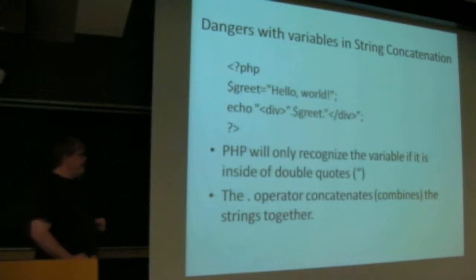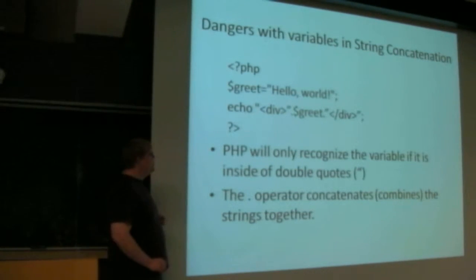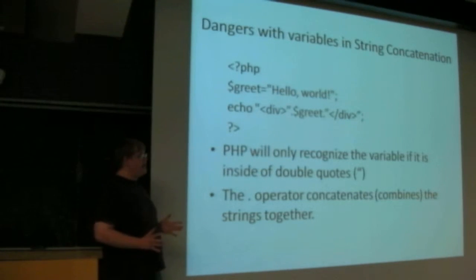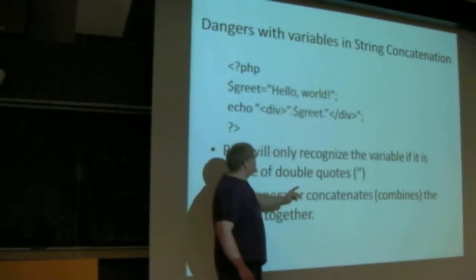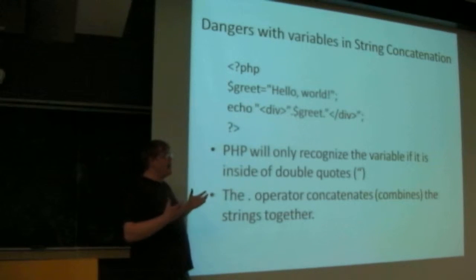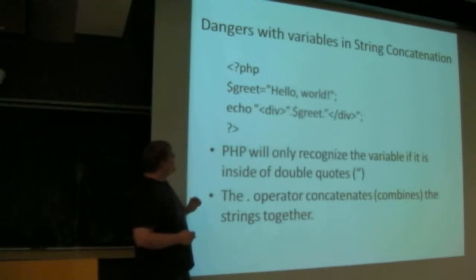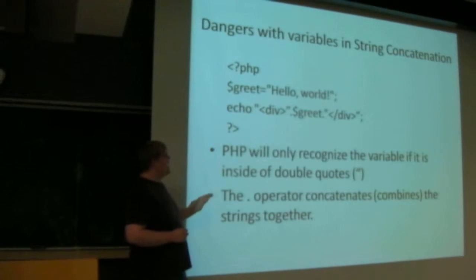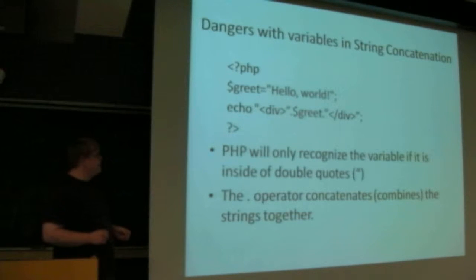PHP only recognizes variables inside of strings if you have the double quotes around it. Another way is to escape outside of the string and concatenate. So the quote dot quote is the concatenation, so the dot is a concatenation, or it combines two things together, or strings in this case. So we echo out the string div, dot, whatever the variable is, dot, and then the div. So that's a single line, and once again, $greet is hello world, so it's printed out.